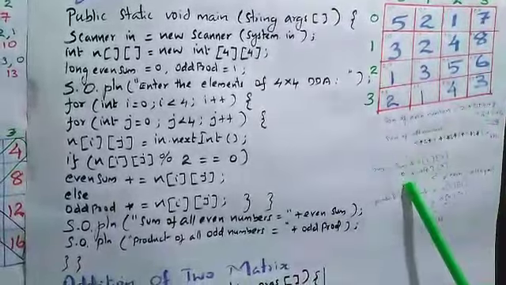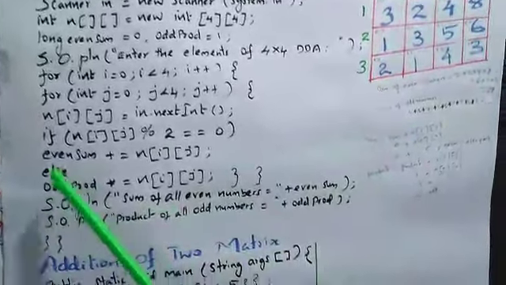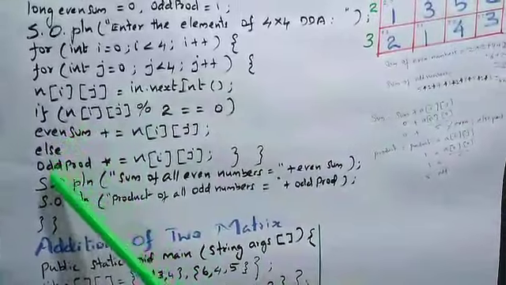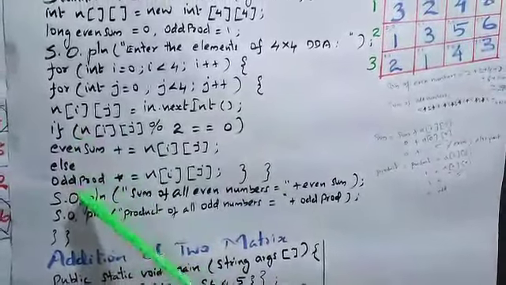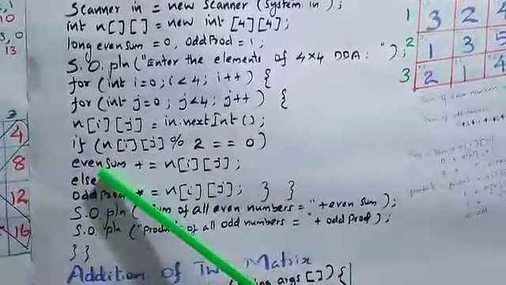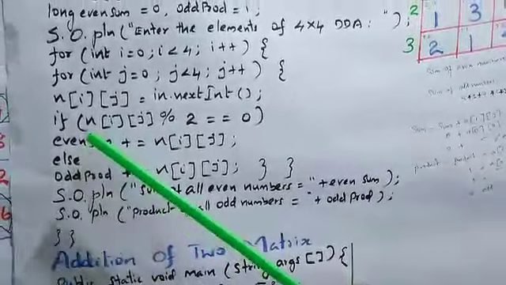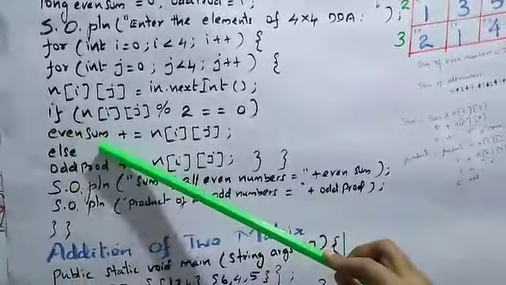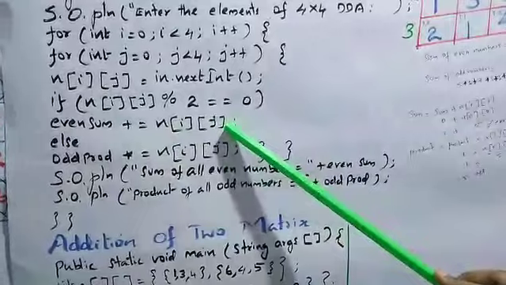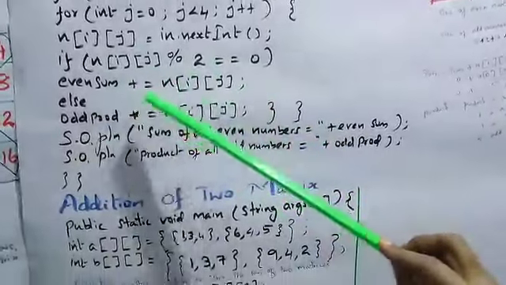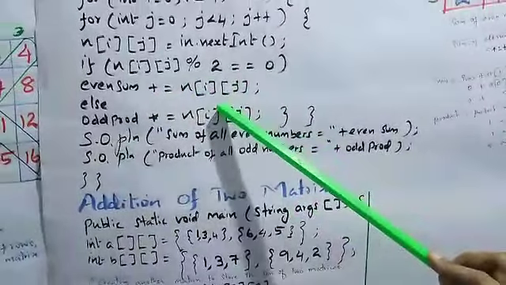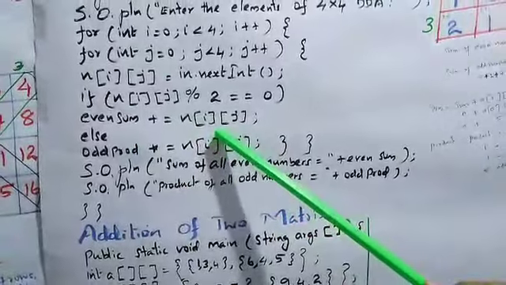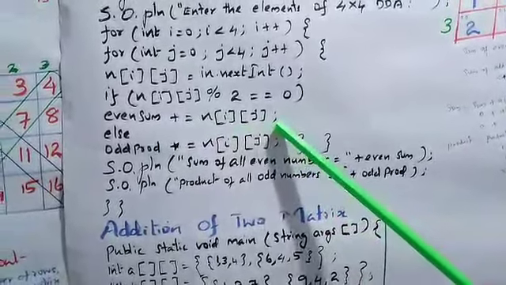Sum is 0. So what you have to do? Even sum plus n of i j. 0 plus n of i and j. Which element was there? 5. 0 plus 5, what was that? 5. So 5 is an odd number.